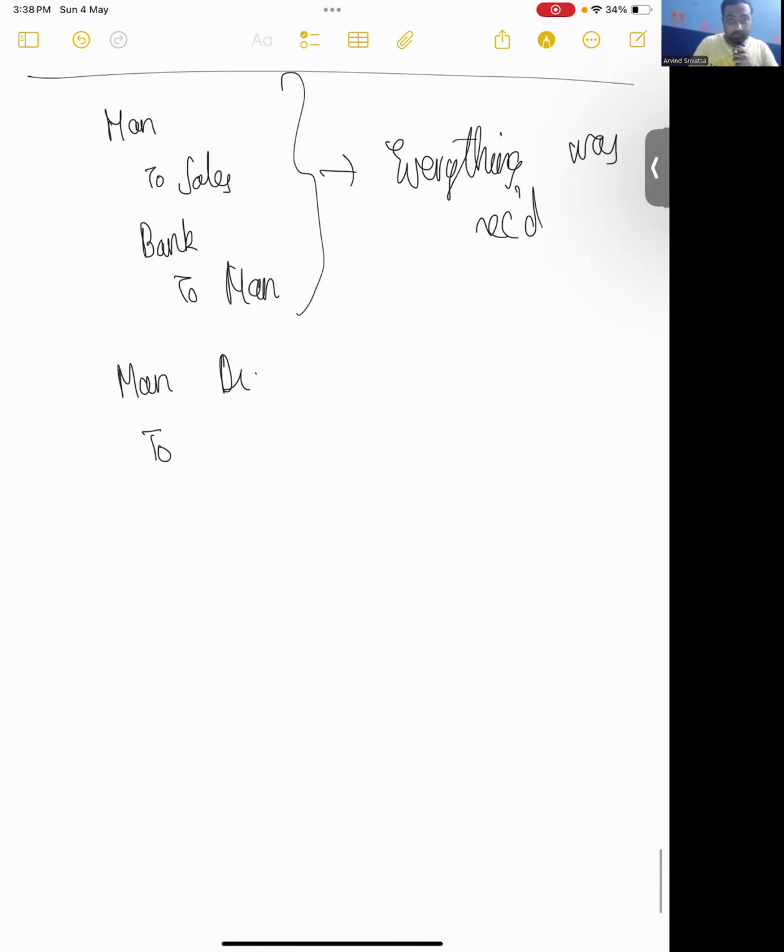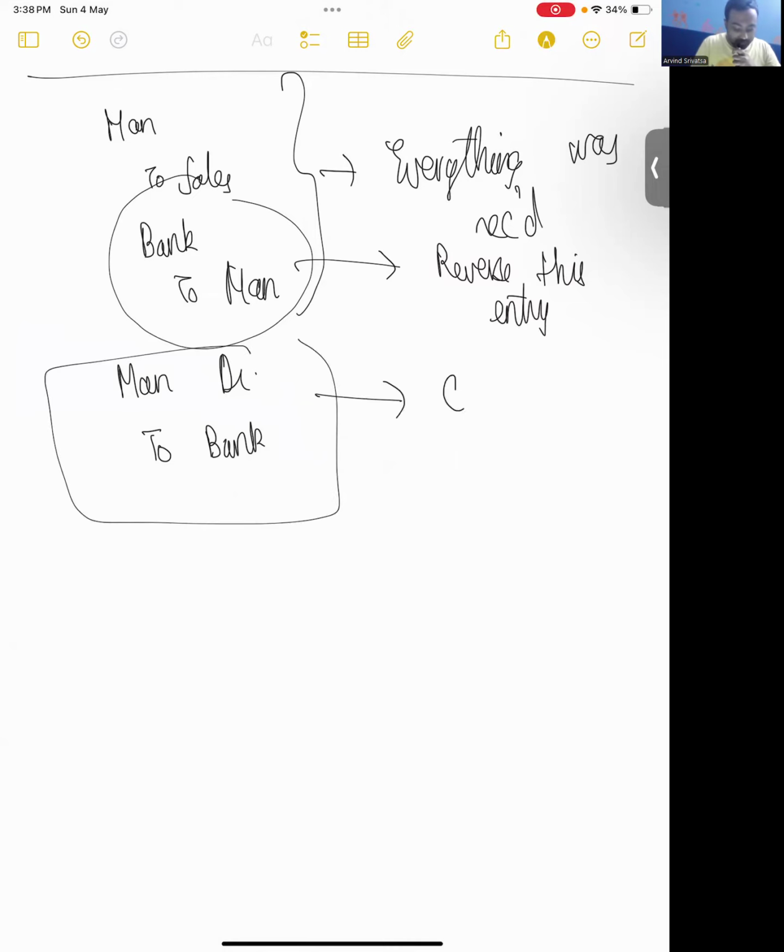Credit what will go, guys? We will credit bank. So basically, to summarize, we will reverse this entry. Why will we reverse this entry? Because we thought we received money from him, but actually we didn't receive money from him. So that is why we are reversing this entry. This is the entry that should have been posted, sir.